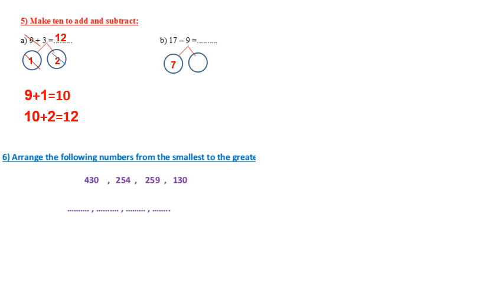I'll count after 7 to reach 9. After 7, 8, 9. How many fingers do you have? 2. So I'll break number 9 into 7 and 2. Forget number 9. Now 17 minus 7 equals 10. Now I make 10.